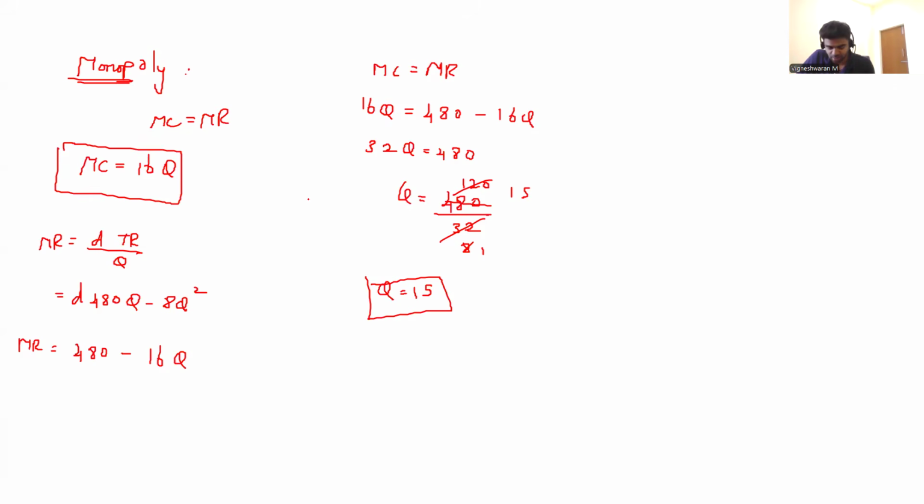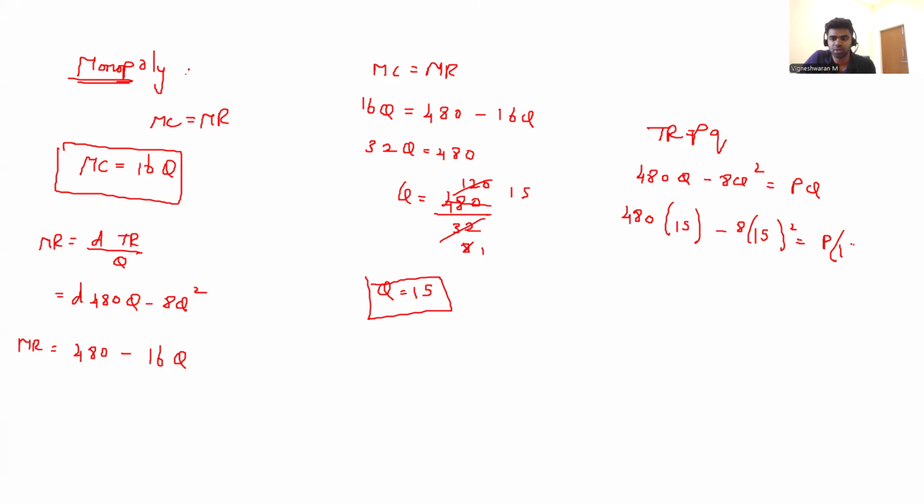Total revenue is equal to PQ. What is the total revenue for this question? 480Q minus 8Q square, that is equal to PQ. So it will be 480 into 15 minus 8 into 15 square, it is equal to P into 15.